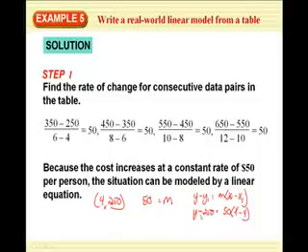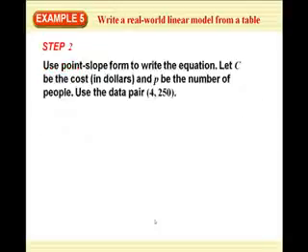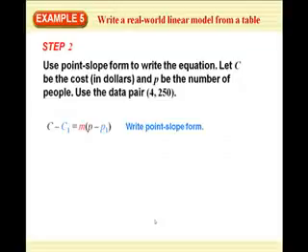By just simplifying this. Do you see y minus 250? Do the distributive property right here. 50x minus 200, add 250, add 250, y equals 50x plus 50. So for every person who comes, it costs $50. And to get from point slope form to slope intercept form, all you do is simplify it. You do that distributive property and get like terms together. And that's what I did. This is them doing it now.